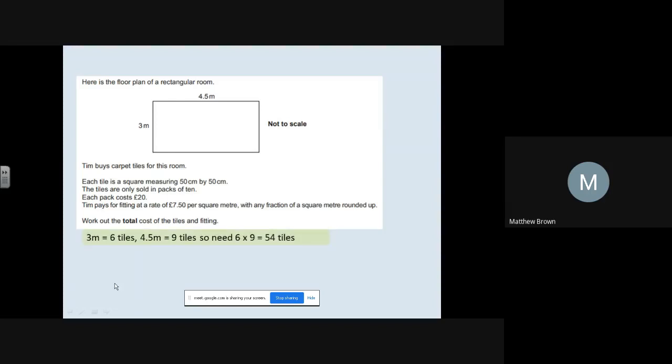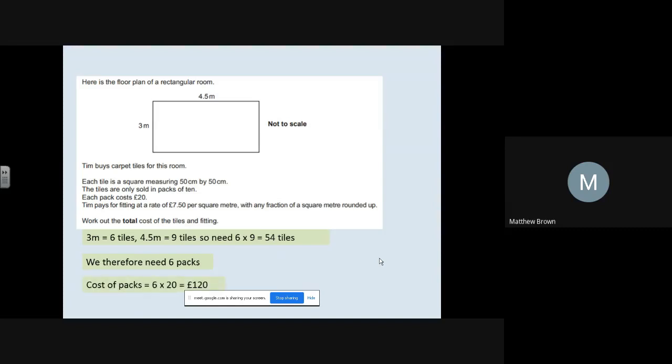was I worked out that on the 3 meter side, I'd need 6 of these 50 centimeter tiles, and across the 4.5 meter side at the top, I'd need 9 of them. So overall, I'd need 6 times 9, which is 54 tiles. Okay, so that would have got you your first mark. I then worked out because tiles are sold in packs of 10, I'm going to need 6 packs of tiles. That's going to get you up to 2 marks if you've got 6 packs of tiles.